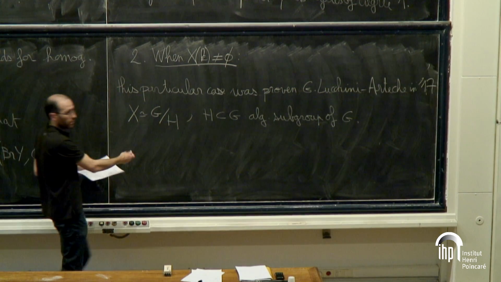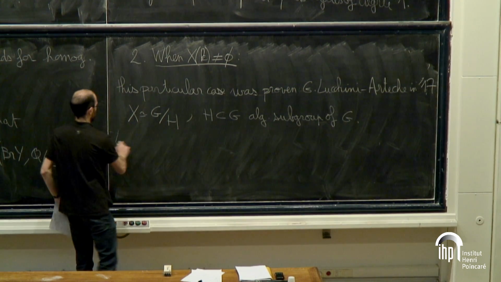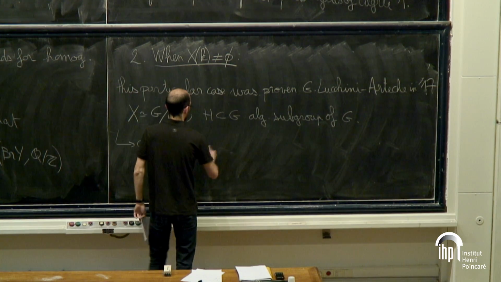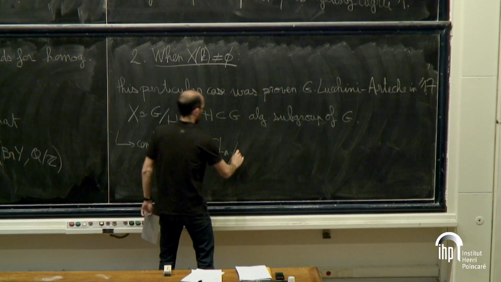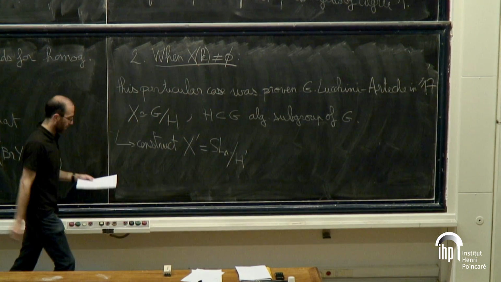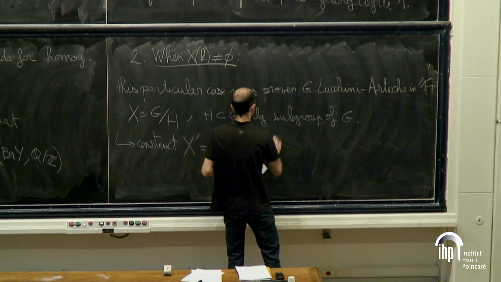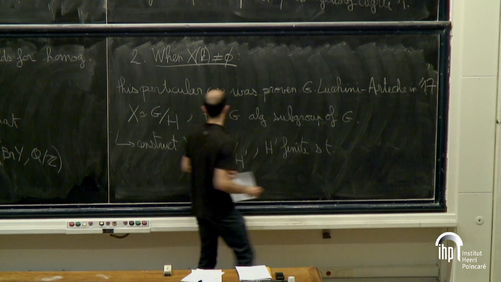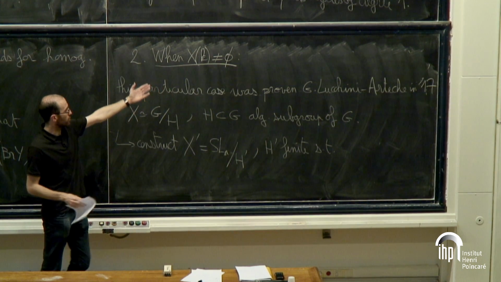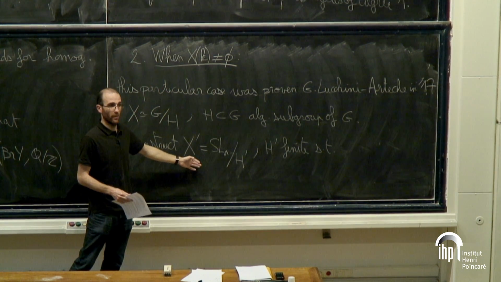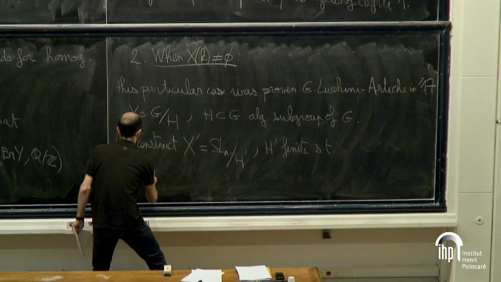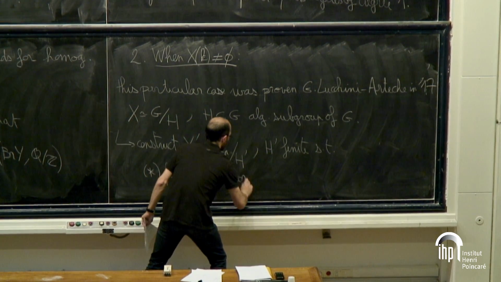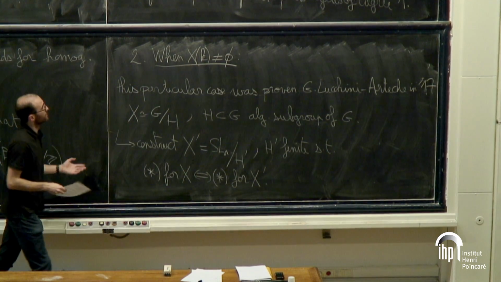And the idea is to construct a new homogeneous space. So construct X prime, which will be something like SLN over some finite group H prime, with H prime finite, so that weak approximation with Brauer-Manin obstruction for X is equivalent to the same result for X prime. Okay, so star for X is equivalent to star for X prime. And how do you do this?